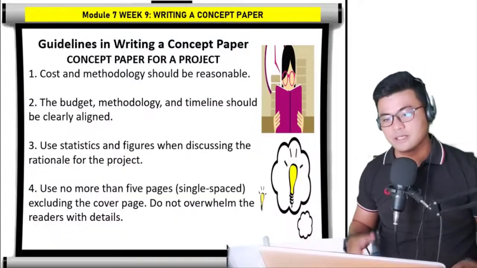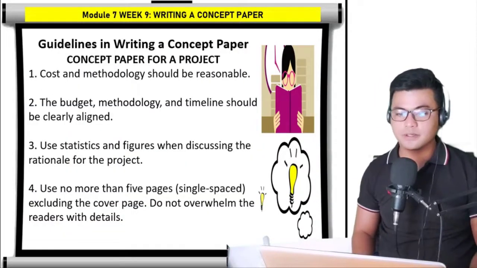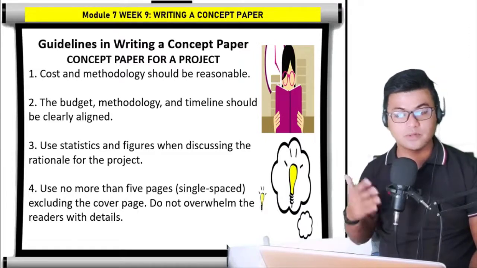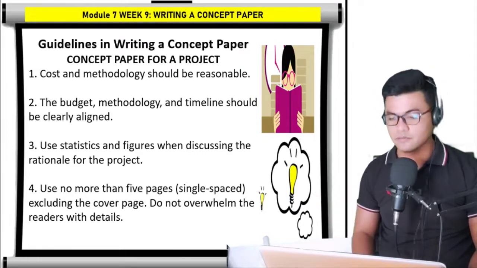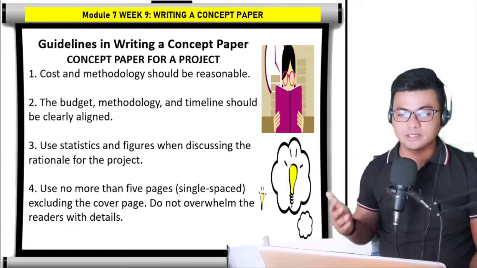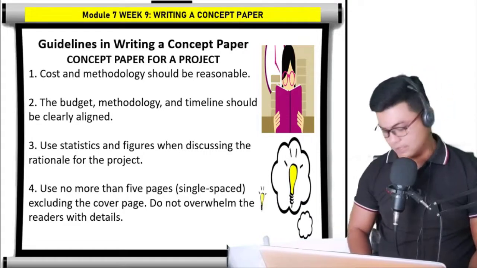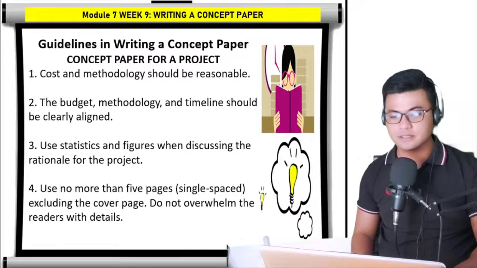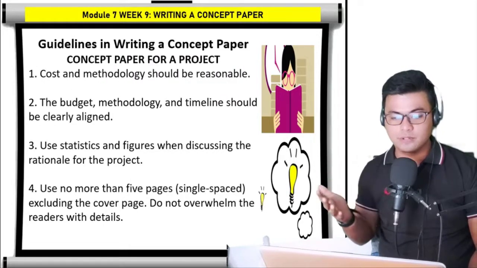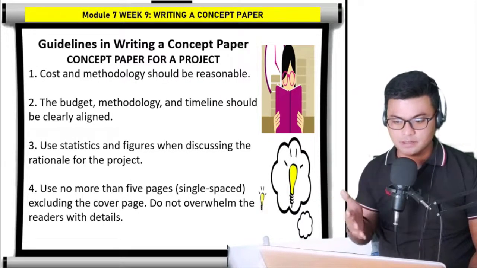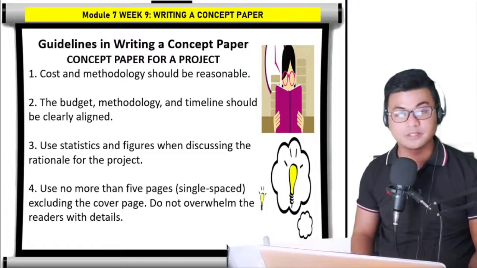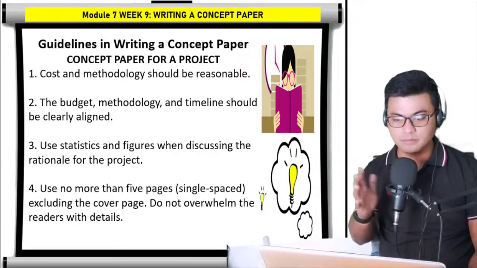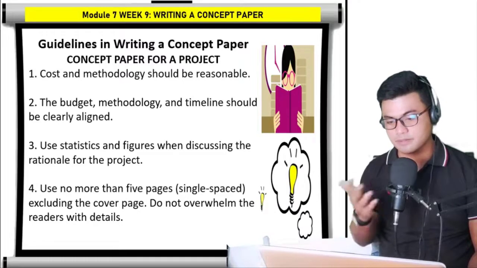Real person. Now, another guidelines in writing concept paper for a project. So, cost and methodology should be reasonable, of course. The budget, methodology, and timeline should be clearly aligned. Use statistics and figures when discussing the rationale for the project. And use no more than 5 pages, single space, excluding the cover page. Do not overwhelm the readers with details. So, limit natin yung concept paper sa 5 pages.